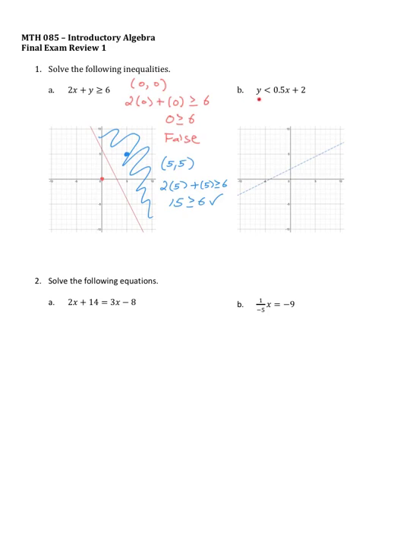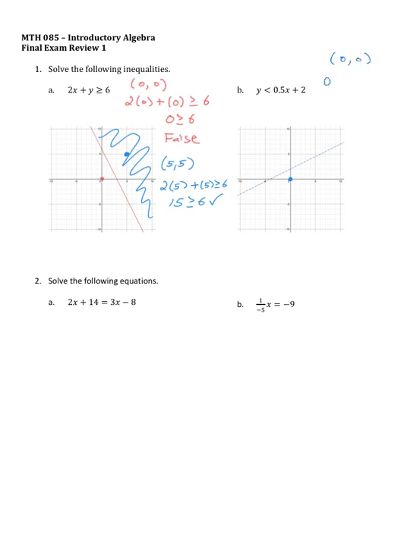For part B, I have y is less than 0.5x plus 2. So here we have a dotted line, a dashed line. And again, I want to see which side of the line I'm going to shade. And here we have 0, 0 available to us. So I say we try that. So there's the point 0, 0.